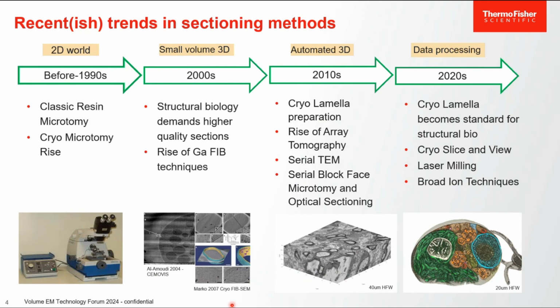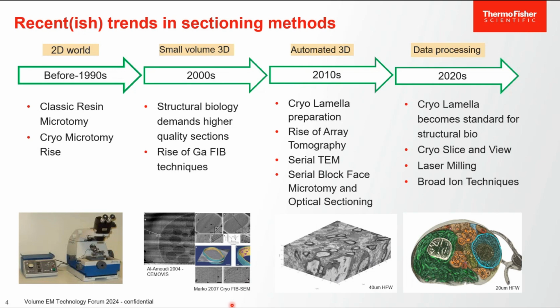We saw the introduction of serial sectioning, but also things like gallium FIB, and of course, developing through 2010 onwards, we really saw the consolidation of that as automated pipelines for milling and collection. But also we saw the serial block face innovations and some of the array tomography innovations coming out. But really in the 2020s, we're taking that in two directions.